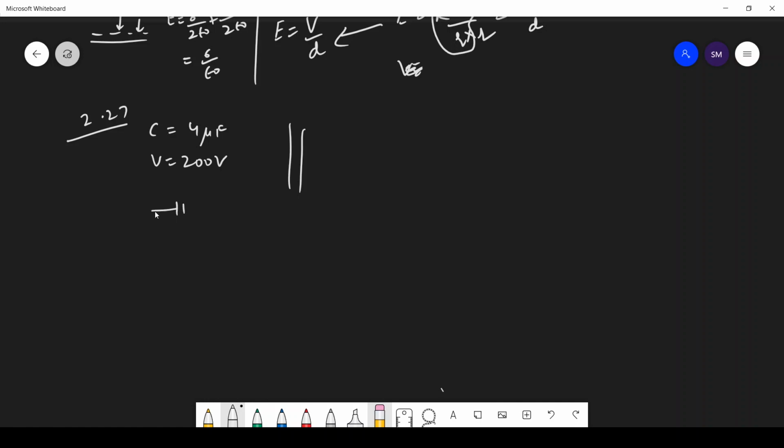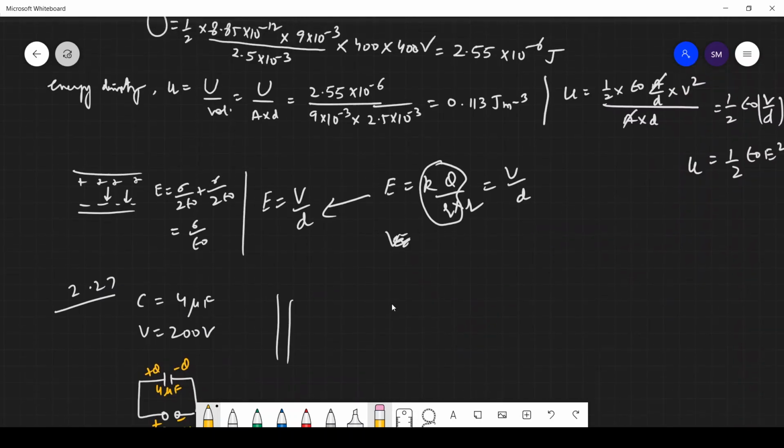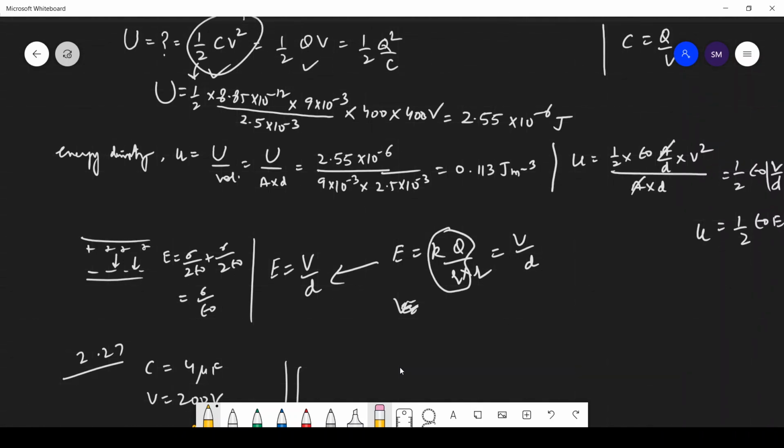So I have this 4 microfarad, this is 200 volt. So plus Q will appear over here, minus Q will appear over here after it is charged. So now, how much is the electrostatic energy stored in it? As I told you, we have these many formulas of the electrostatic field, right? So U is equal to half CV square, that is equal to half QV. We will need both these formulas.